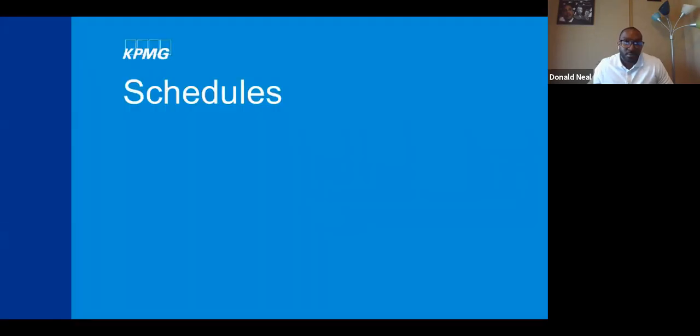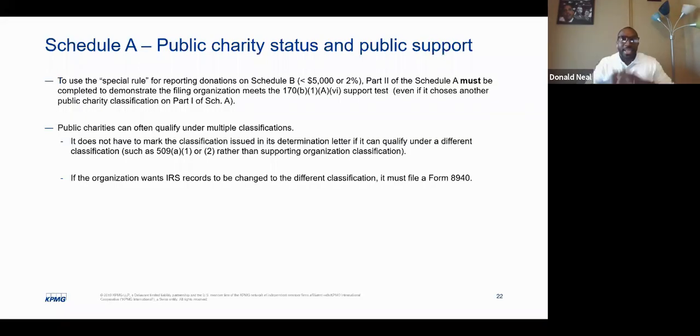Now we get into the schedules. So Schedule A just goes over your public charity status and public support. So in regards to this special rule, if you're completing the Schedule A, your special rule for reporting donations on the Schedule B is greater than $5,000 or 2%. So Part 2 of the Schedule A must be completed to demonstrate that the organization meets the 170(b)(1)(A)(vi) support test. So basically, if you are a particular public charity, you have to complete this section of the Schedule A just to make sure you meet that support test.